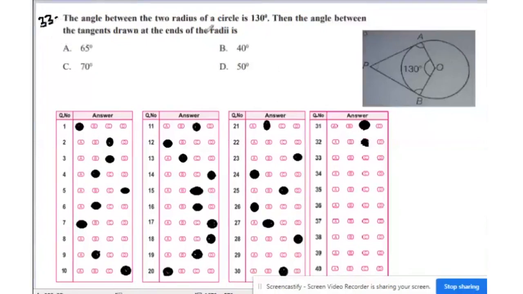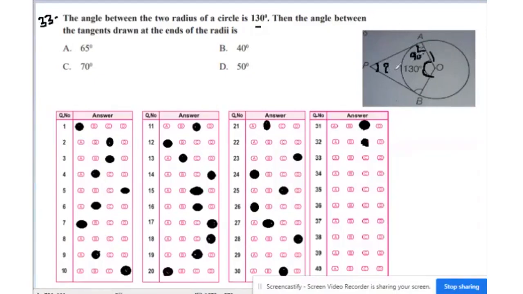33rd question. The angle between the 2 radii of a circle is 130 degrees. Then the angle between the tangents drawn at the ends of the radii is. So the angle between the radii of a circle is 130 degrees, and we are going to find the angle between the tangents at the ends of the radii. We are going to find this angle. So we all know that radius and tangents are perpendicular to each other.